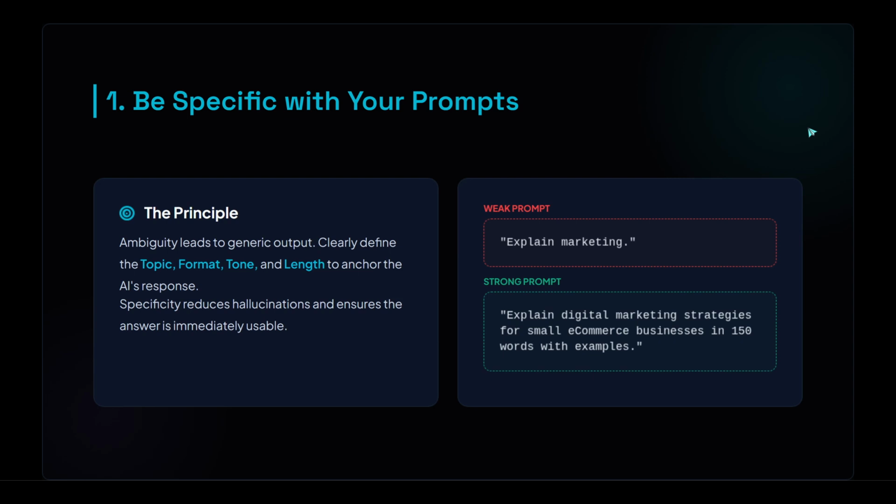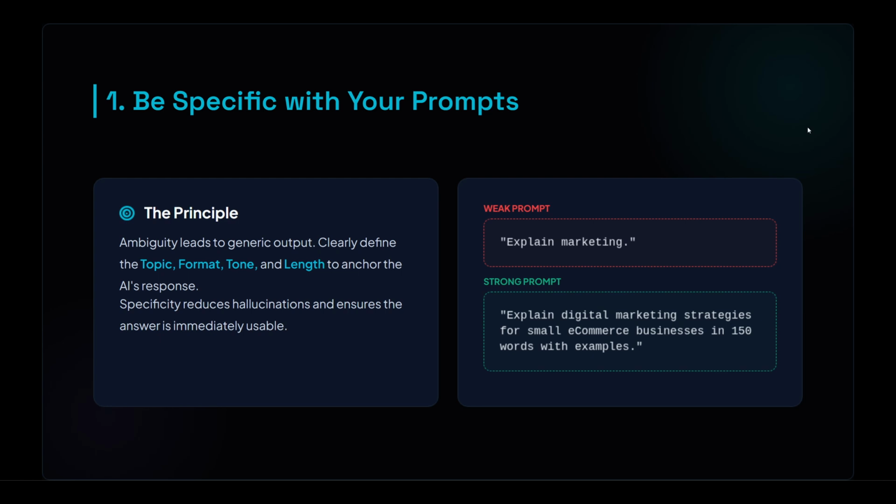First, be specific with your prompts. Clarity is everything. Tell the model what topic you're focused on, the format you want, the tone, and even the ideal length. Instead of saying, "Explain marketing," try, "Explain digital marketing strategies for small e-commerce businesses in 150 words with examples." That extra detail gives direction, reduces vague outputs, and improves accuracy. You can also mention the audience or constraints like "for beginners" or "with simple language," so the response lands exactly where you need it.